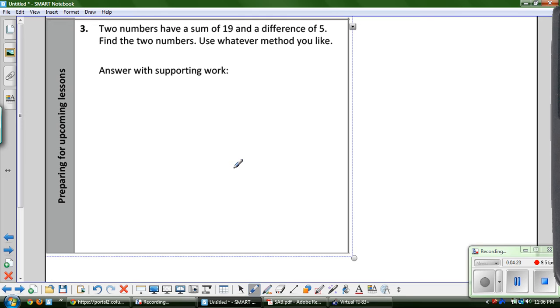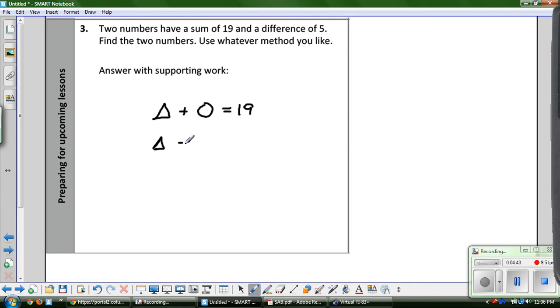And we could use shapes, we could use variables, you can use whatever you want. But here's the deal. If I have these two numbers, I'm going to say triangle, I don't know the number, and then I have, let's say, a circle. I add them together, the sum has to be 19. If I take this triangle and I subtract the circle, I know it's going to be 5. Now, finding these two numbers you can do a lot of different ways, but the method you're probably going to use more than likely is guessing and checking.